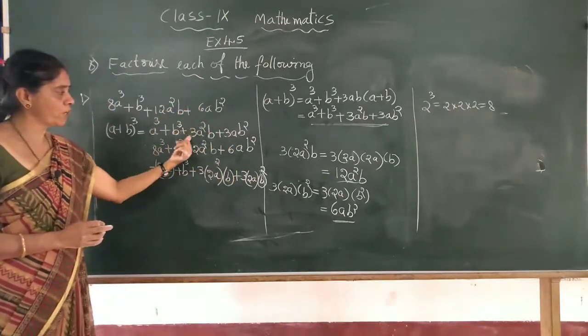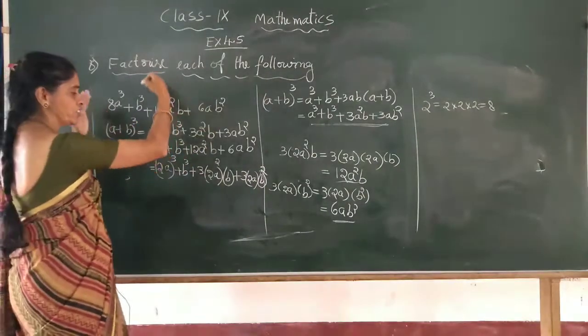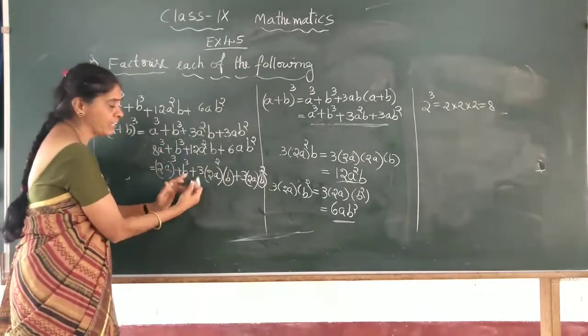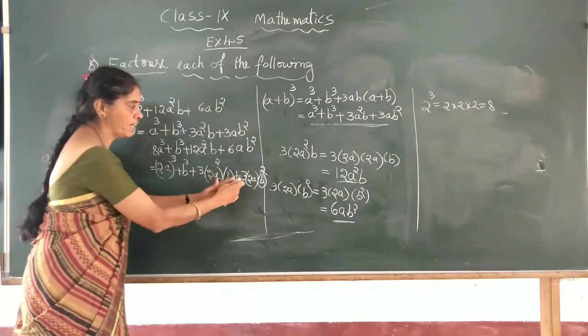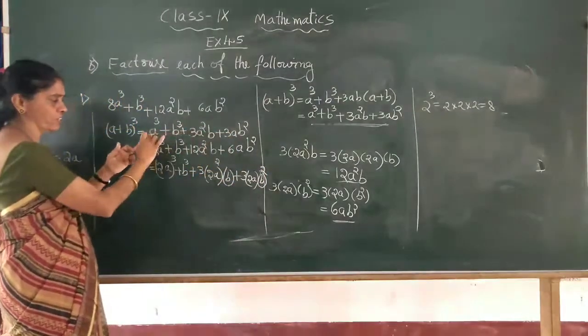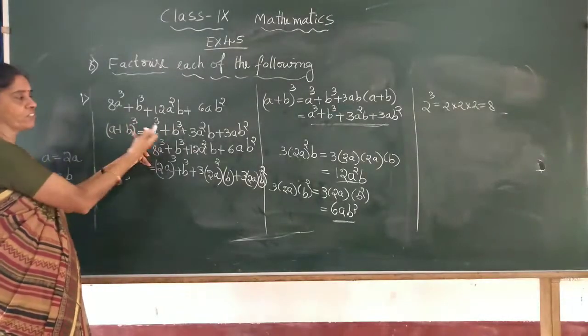This I wrote in the form of 3a square b. So whatever problem they have given, I have just simplified into a cube plus b cube plus 3a square b plus 3ab square. I wrote the same pattern. When I wrote the same pattern, what are the original factors of this answer?